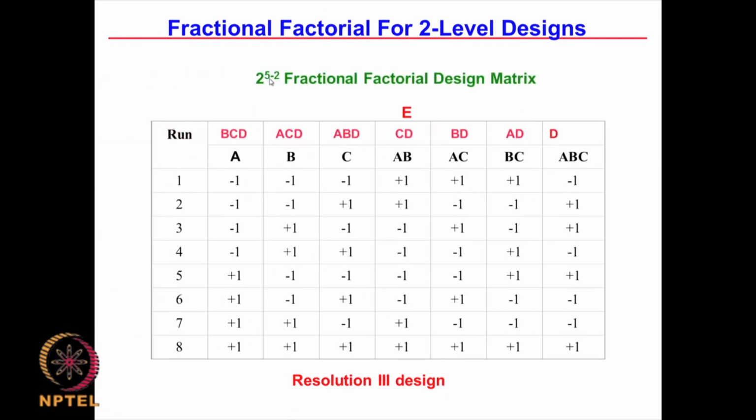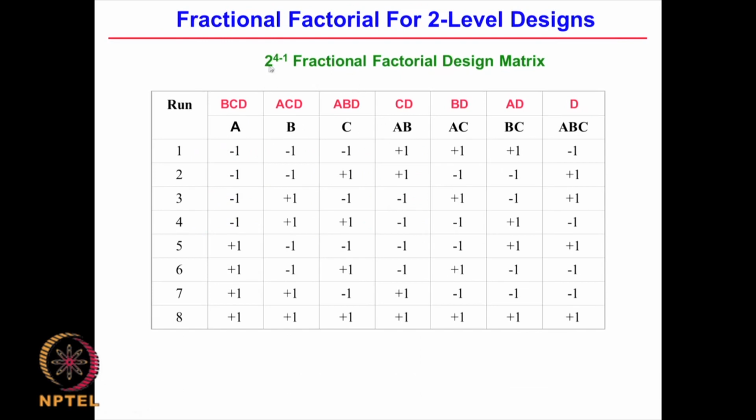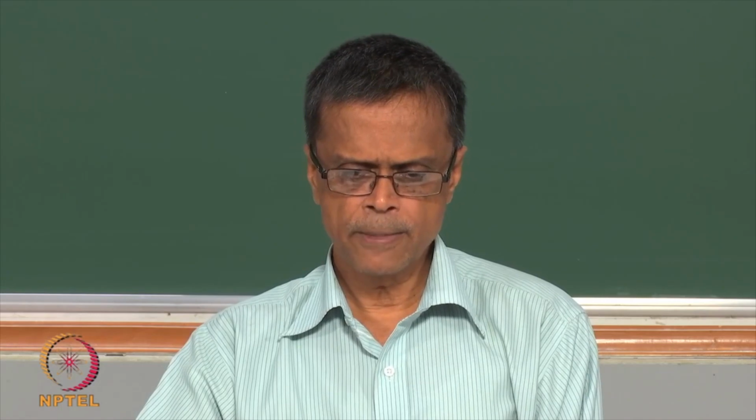So instead of doing 32 experiments, I am thinking of doing 1/4 of 32, that is 2 power 5 minus 2. This is a resolution 3 design, because the main effects are confounded with the 2 factor interactions, whereas here, instead of doing 2 power 4, 16 experiments, I am doing half of 16, that is 2 power 4 minus 1. Here the main effects are confounded with the 3 factor interactions, and this is a resolution 4 design. Generally resolution 4 designs are okay, resolution 3 designs are definitely not okay. Okay, let us go forward further.